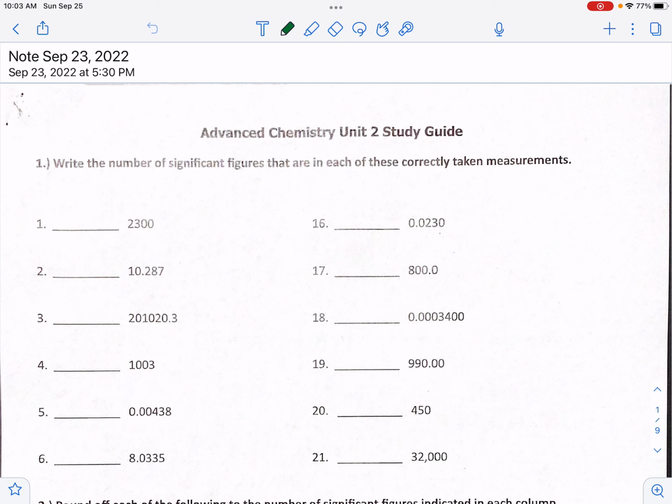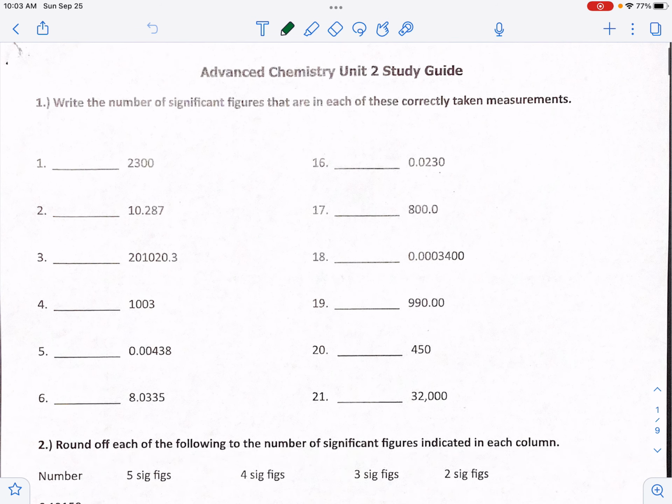It says write all the number of significant figures that are in each of these correctly taken measurements. So when it comes to significant figures, there's a few rules you need to make sure you are following. It mostly deals with the zeros. If you look at number 1, anything that's not a 0, like a 2 and a 3, is going to count as a significant figure, so that's at least 2. Now I'm going to look at these trailing zeros. Is there a decimal there? If there is not a decimal, these trailing zeros do not count. So this would only be 2 significant figures.